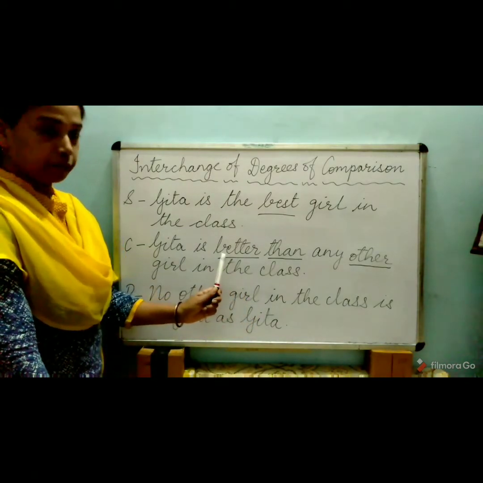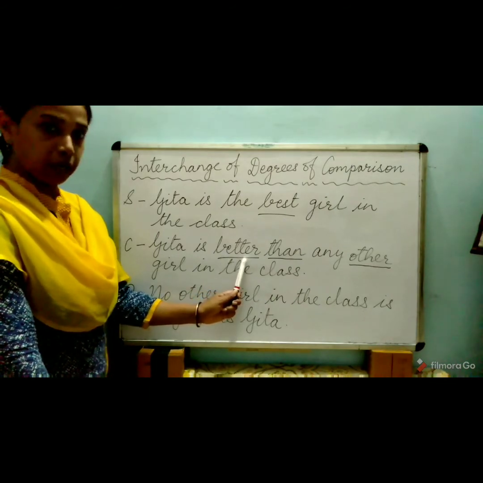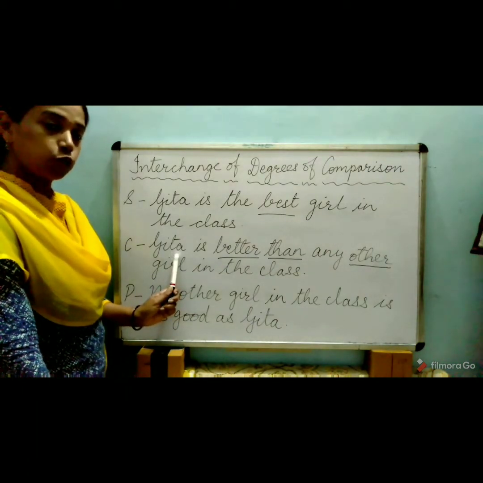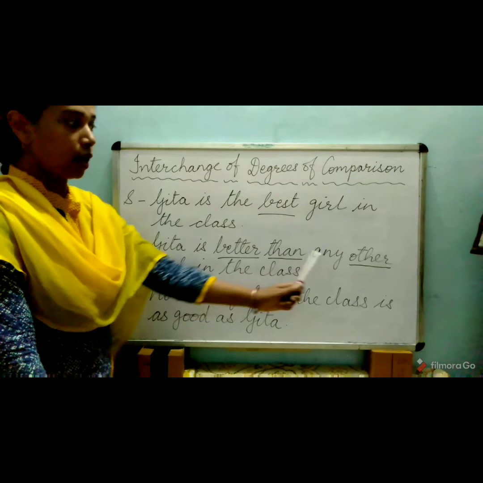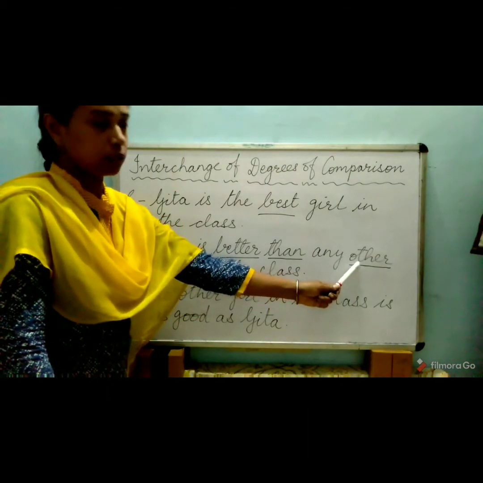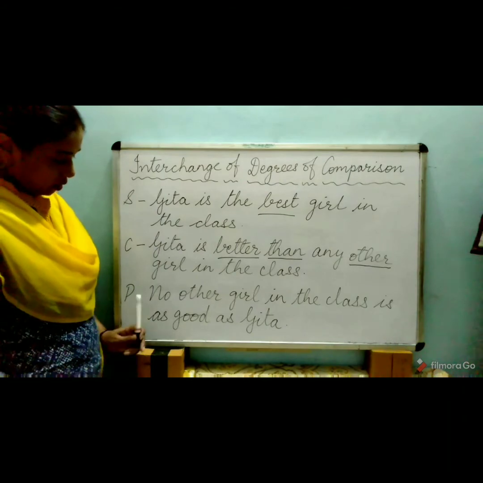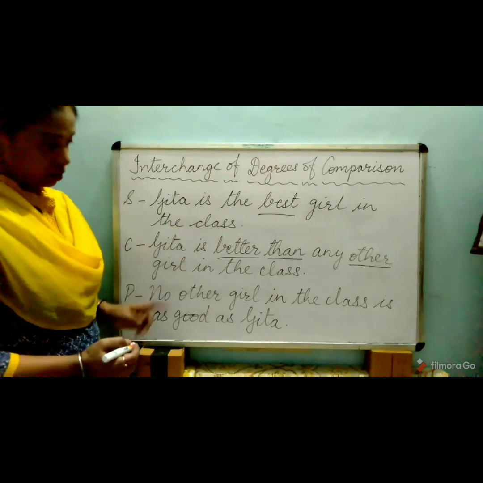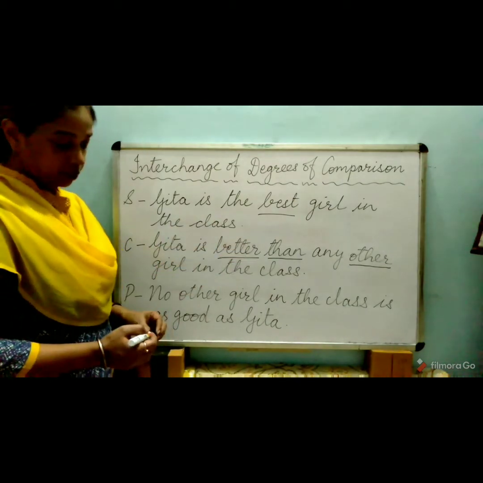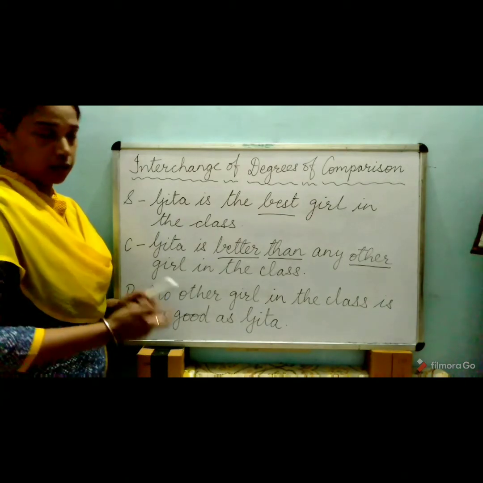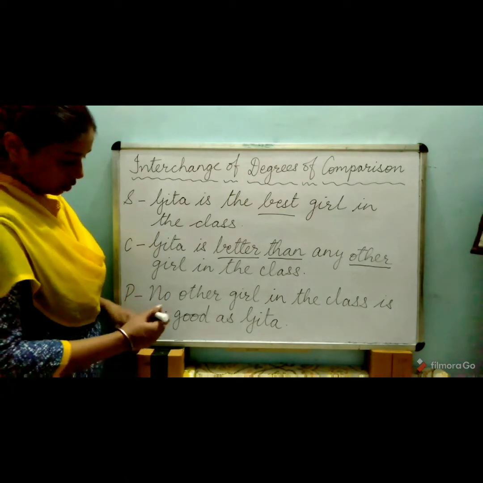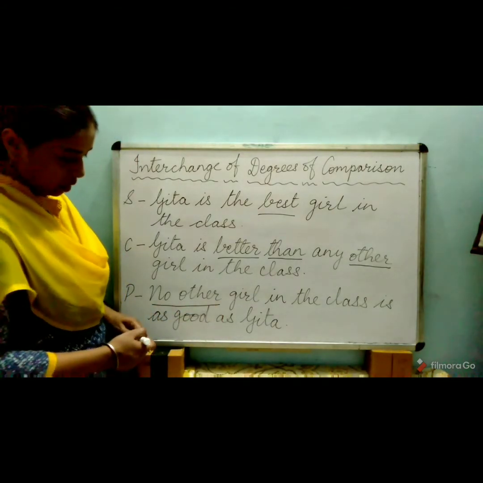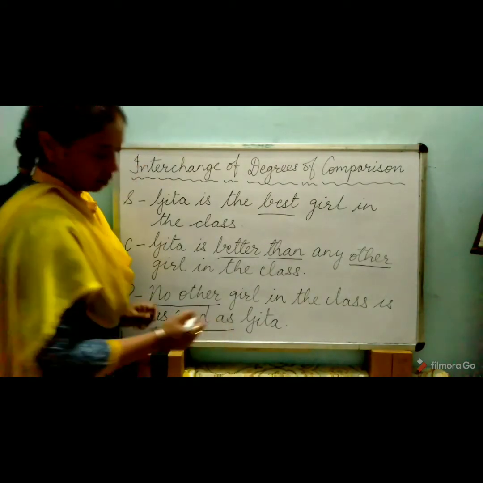So when the comparison is made by using a comparative adjective followed by than, then the person or thing that is compared has to be excluded, and for that you have to use the word other. This word is important. Then in the positive degree, the word no other. Now Geeta is the best. Geeta is better than any other. That means there is no other girl as good as Geeta. So in such a case, your positive will start with no other. No other girl in the class is as good as Geeta.